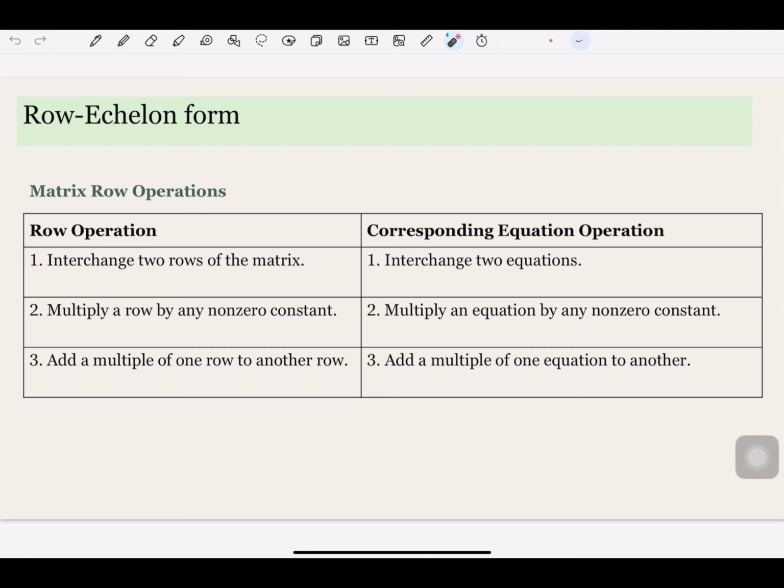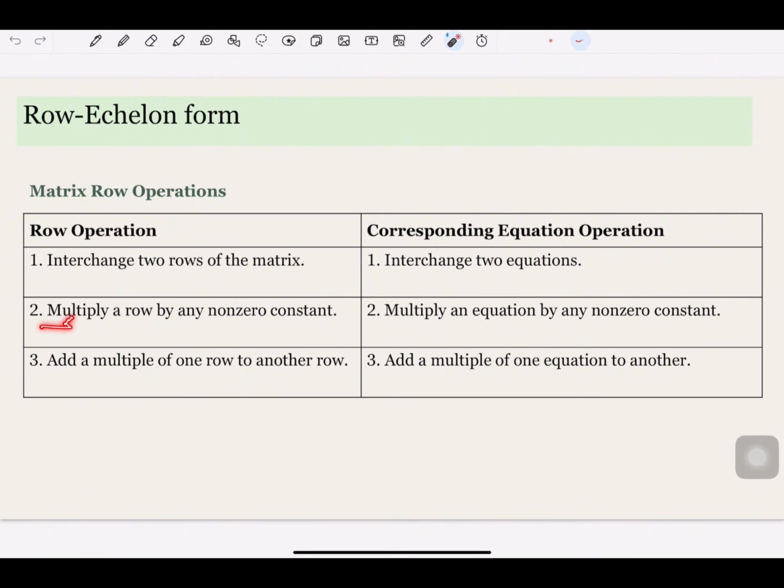The first operation is interchanging two rows of a matrix. This is just like swapping two equations in a system. It doesn't change the solution, but it might help us to simplify the system to get a better pivot position.